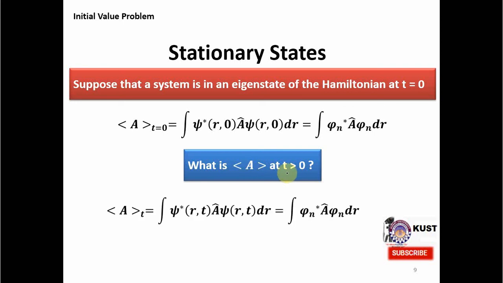We can calculate this by the same definition, but instead of putting psi r at t equal to 0, we put psi r t. So it is the same definition as we have used over here. Instead of t equal to 0, it is only t, and here this is phi n star and phi n. So now we want to know how this second equality comes about.